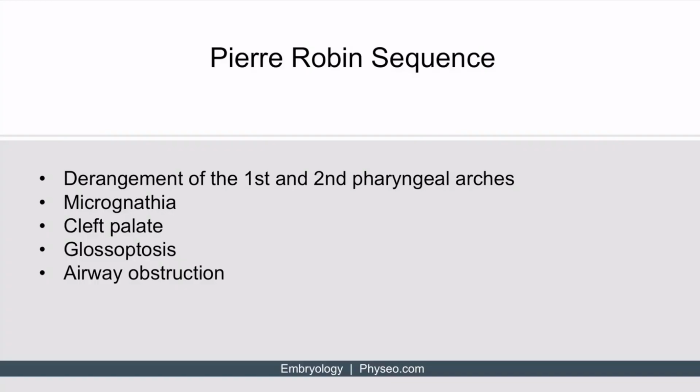So to summarize, Pierre-Robin sequence is caused by derangement of the first and second pharyngeal arches. It presents with micrognathia, cleft palate, glossoptosis, and airway obstruction. All right, that should be everything you need to know about the first and second pharyngeal arches.